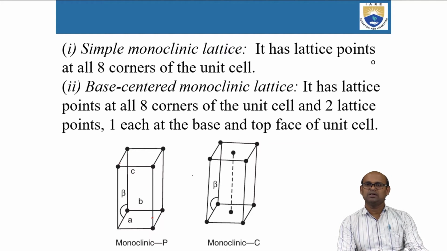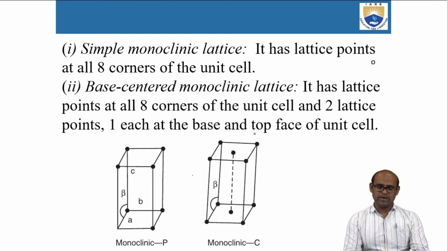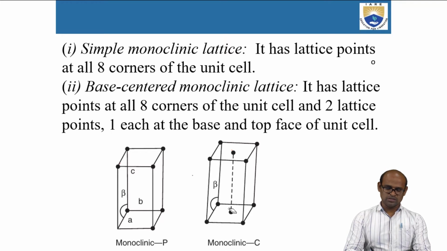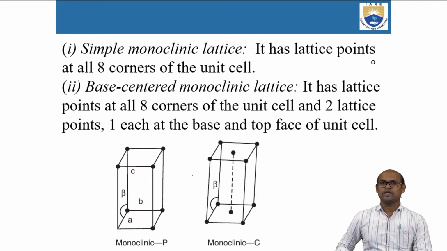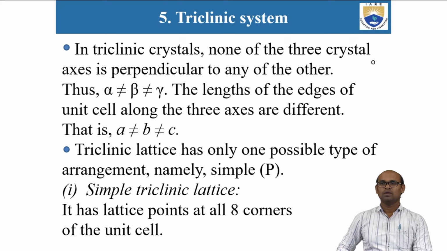Coming to the base centered, you have 8 lattice points at the 8 corners and 2 points at the top and bottom faces of the unit cell, one each at the base and top of the unit cell. So this is base centered. Monoclinic has 2 types of arrangement: the simple monoclinic lattice and the base centered monoclinic lattice.